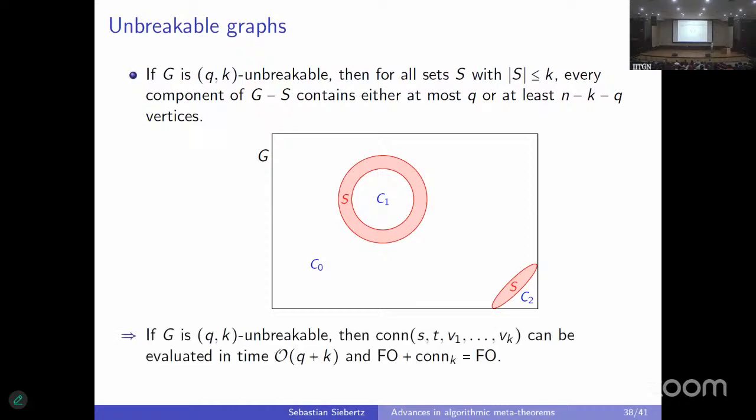And what I'm telling you now is that if I have a q-k-unbreakable graph, then my whole separator logic collapses to plain first order logic, so that we can apply first order model checking to simulate what I was saying. Okay, how is this possible? In first order logic we can express only local properties. And now we have the additional combinatorial information that my graph is q-k-unbreakable.